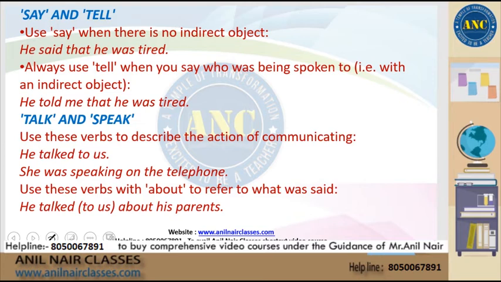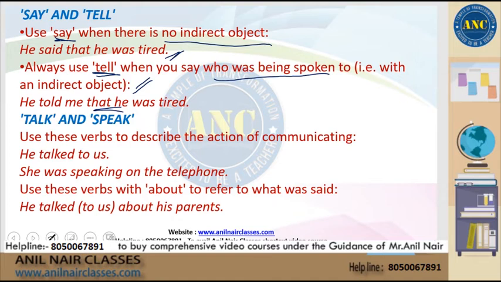Let's understand the usage of say and tell. You use the word say when there is no indirect object. For example, he said that he was tired. There is no object here, so you use the word say. You will always use the word tell when you say who was being spoken to. So you'd say, he told me that he was tired. If there is an indirect object involved, that is when you use tell. If there is no indirect object, you use the word say.